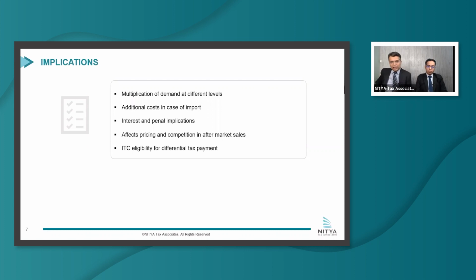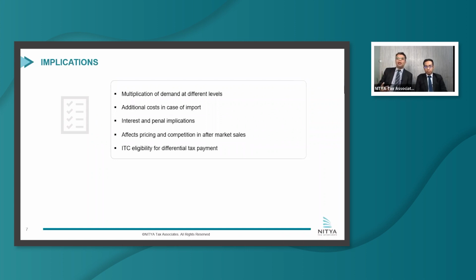Sorry, the last point we can also discuss is the ITC eligibility for the differential tax payment. That also gets disputed or challenged. Specifically, if the department identifies and says that there was fraud and collusion at your end, then the ITC eligibility of the recipient also gets challenged. So the whole and soul of these implications is that it's very critical for you to get it right the first time.